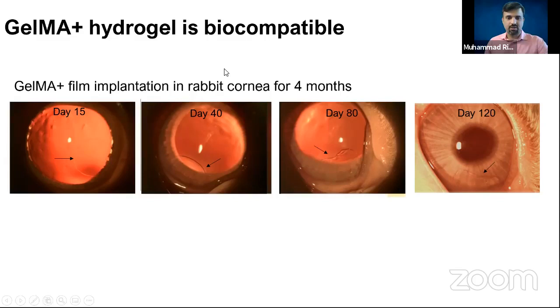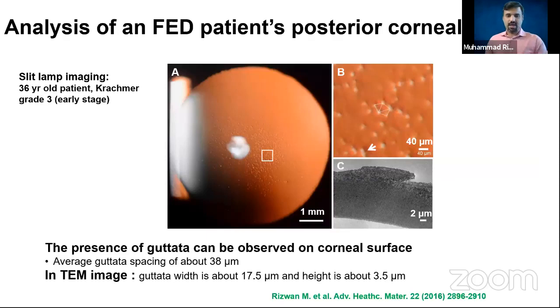Okay, so I'll move forward. Feel free to ask questions, even in this section later. I mentioned that when we get this disease, patients usually have these microstructures on the back of the cornea, right? This is an image of a 36-year-old patient, which is an early stage of the disease. We can see that there are these few micron tall and wide structures on the cornea, right?